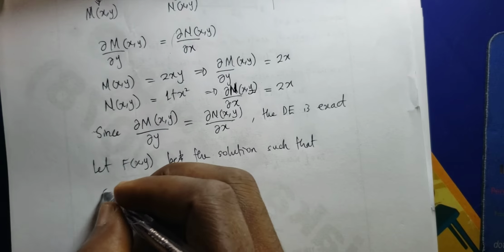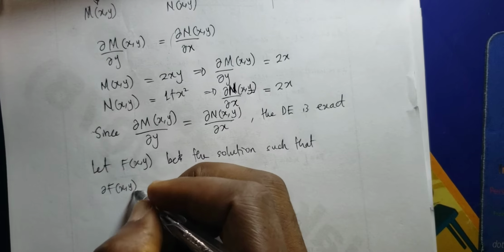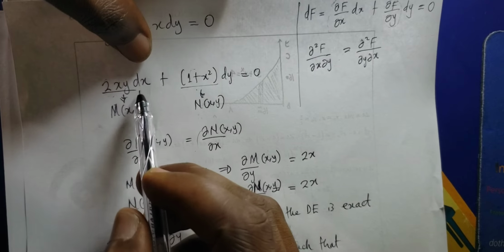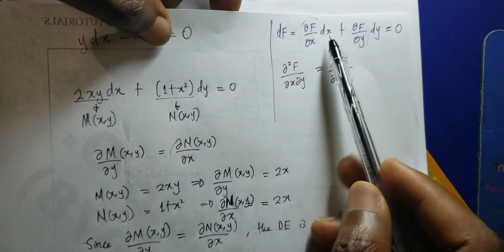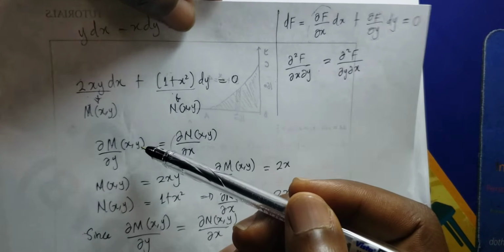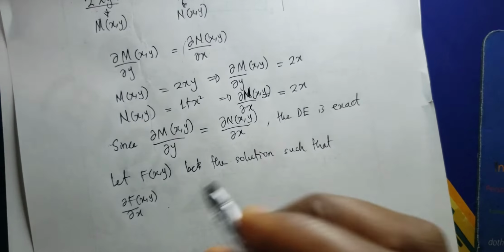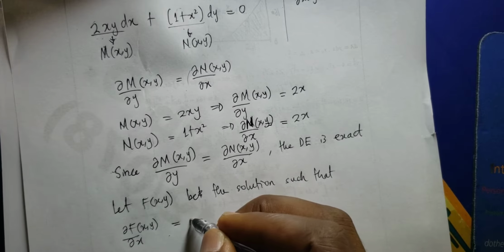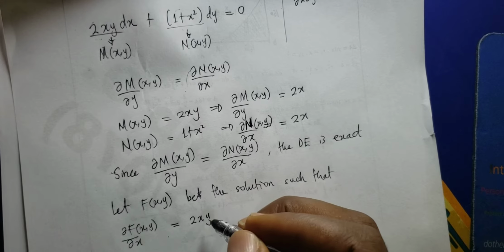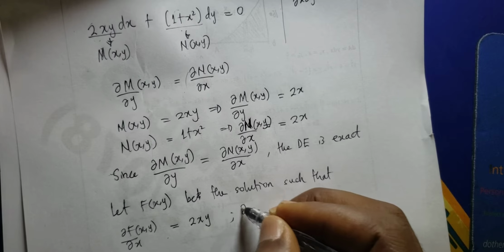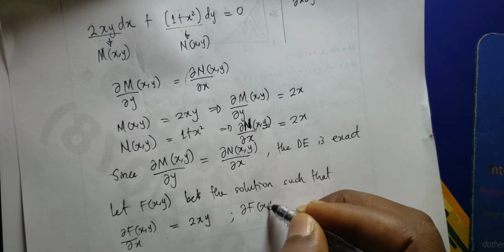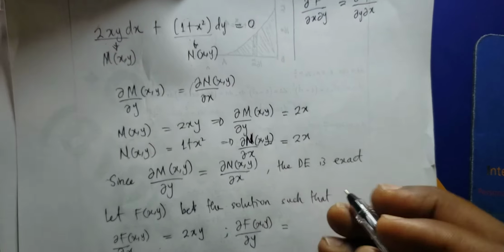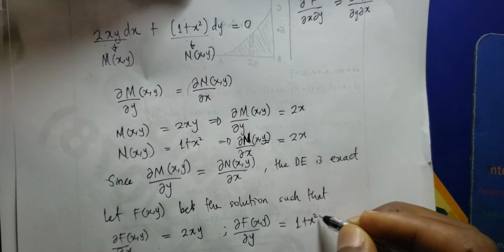our del f of x comma y del x is the coefficient here of the x. If this is a total differential, as we have established, that is an exact differential. So that means del f del x is equal to 2xy, and del f of x comma y del y is going to be our coefficient of dy here, which is 1 plus x squared.